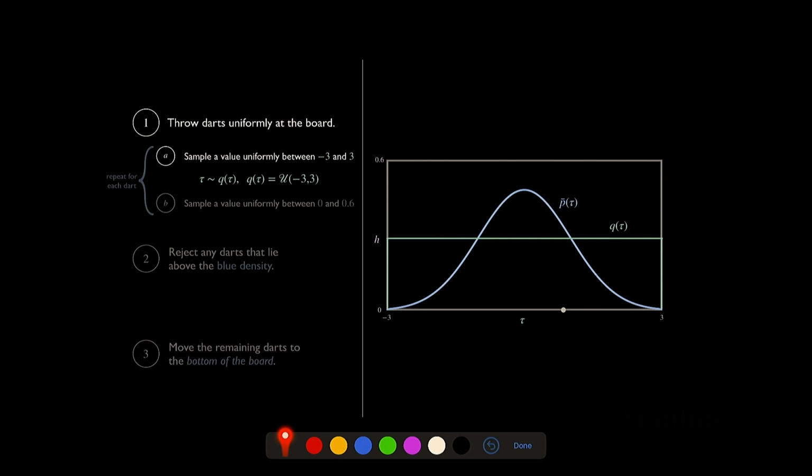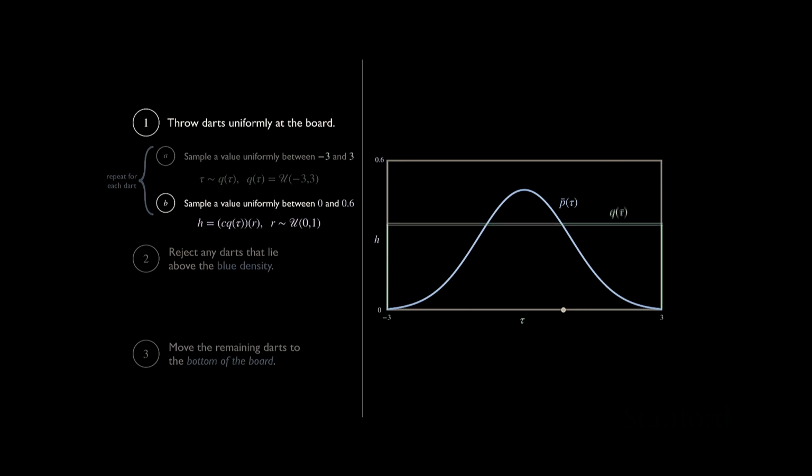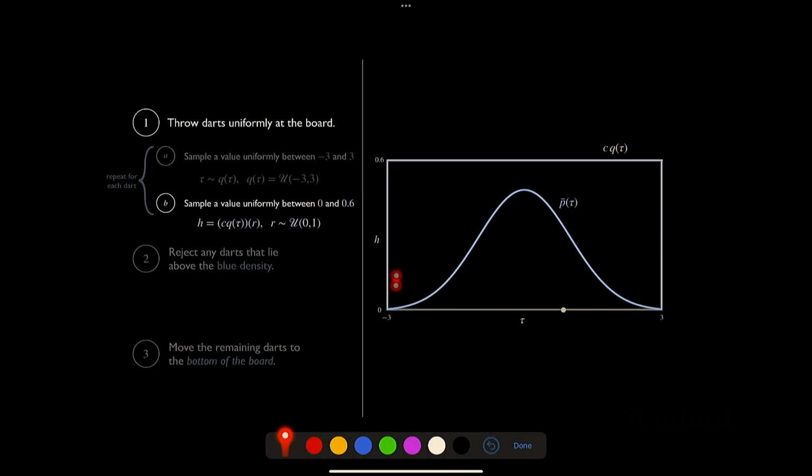Okay, and then the next thing that we did was sample a value uniformly between the bottom of the board and the height of the board. And the way we're going to write down this process might look a little bit strange at first, but all that's going on here is we're saying that we're going to sample H, or H is going to be equal to some value C times Q of tau, and C is just a constant that we pick. So we're going to pick C such that it brings Q of tau up to the height of the board. So C times Q of tau gives us the height of the dartboard.